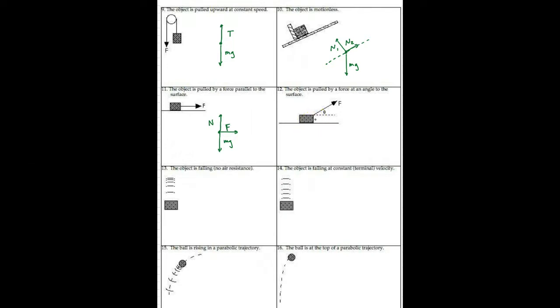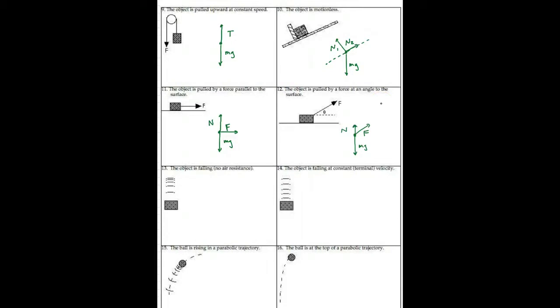Alright, in 12, pulled by a force at an angle to the surface. Again, it doesn't say anything about friction, so I'll leave it out. This object is interacting with the earth, with the table, and with the rope or whatever is pulling it. So it has a weight. There is a normal force, which is not quite big enough to balance the weight, because if you'll notice, the F is kind of pulling up too, right? So those combined ups of the N and the F have to equal the down of the mg if it's going to be CVPM in that dimension. It's not going to fly up off the table.